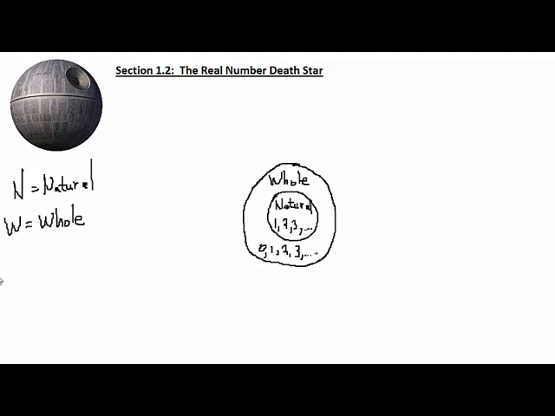Again, if you're stormtrooper number 4, where are you? Well, stormtrooper 4, he could be a natural number, and he is also a whole number. He belongs to both of these categories. So stormtrooper 3 is whole and natural.